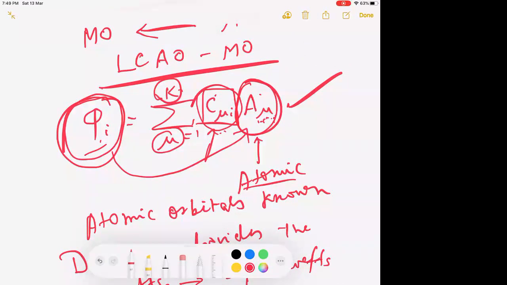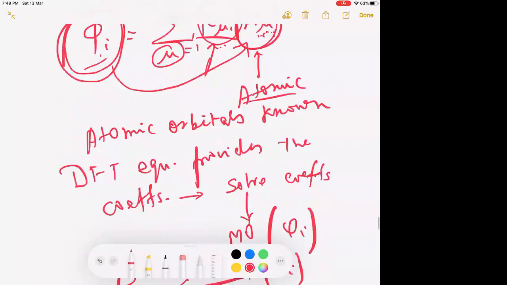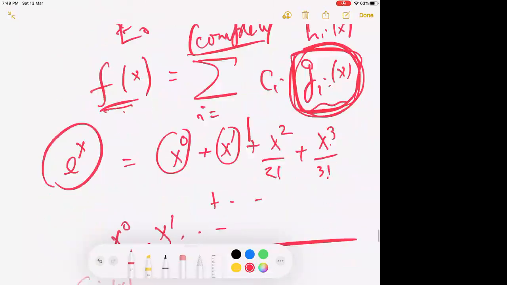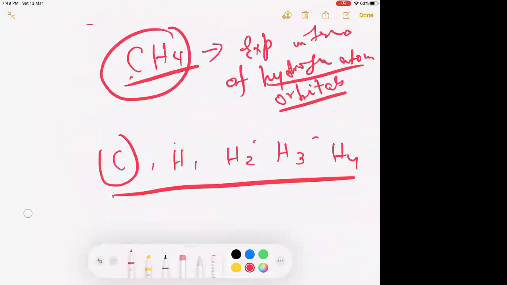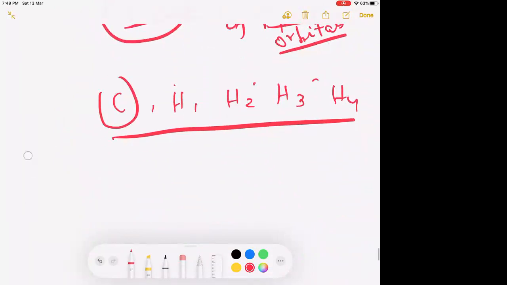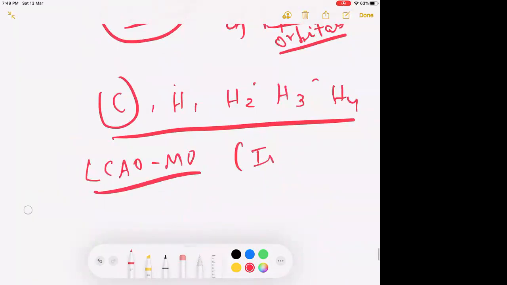Then the second is I spread over all atomic orbitals because I also know it is foolish to discuss methane in terms of only one hydrogen atomic orbital. This entire LCAO-MO picture, I would say, is the intuition. Not the introduction of basis. Introduction of basis is physics. LCAO-MO is a specific basis, that is chemistry.